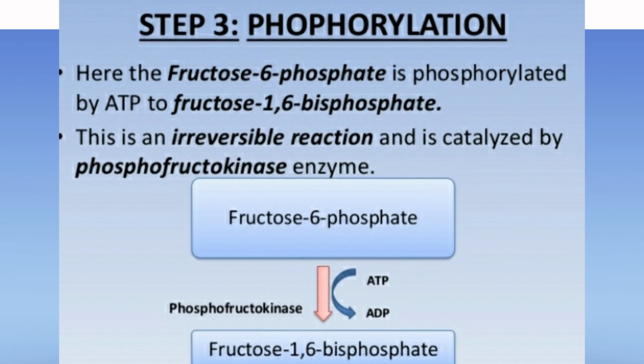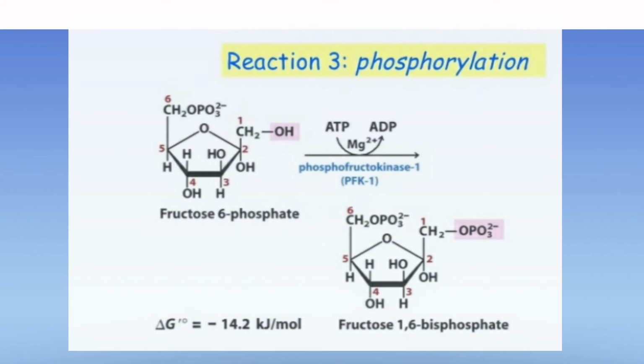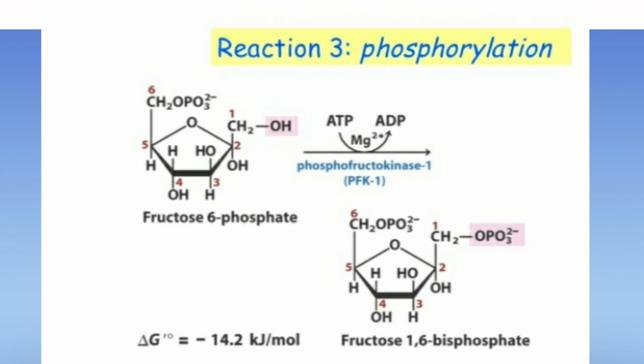The third step is phosphorylation, children. Here the starting material is fructose 6 phosphate and the product is fructose 1,6 bisphosphate. A phosphate group is transferred from ATP to fructose 6 phosphate, producing fructose 1,6 bisphosphate. Here fructose 6 phosphate is converted into fructose 1,6 bisphosphate. Here ATP is utilized, where from ATP one of the phosphate groups is connected to the first carbon position. Therefore it's called fructose 1,6 bisphosphate.